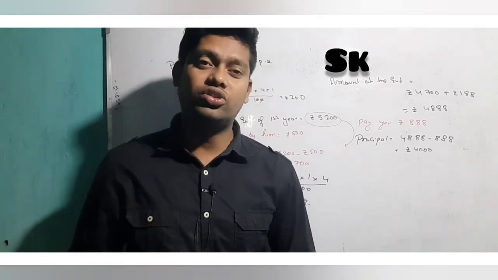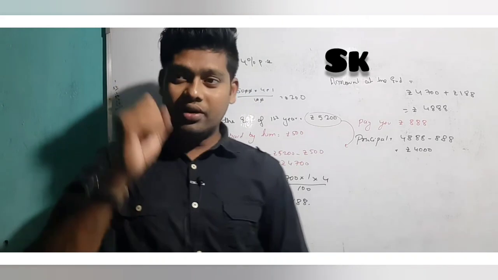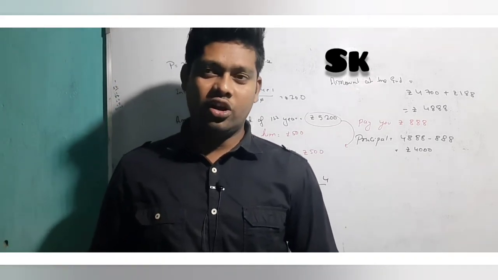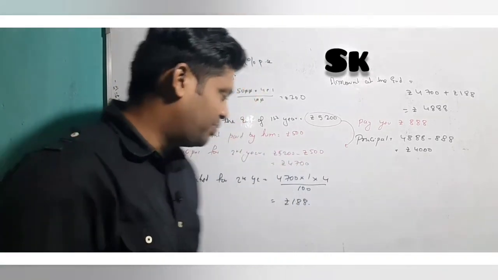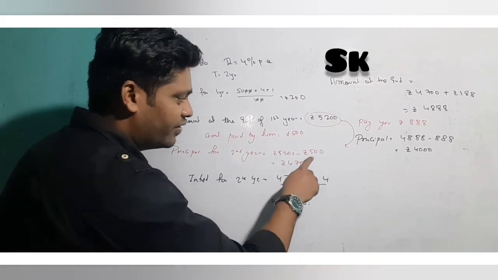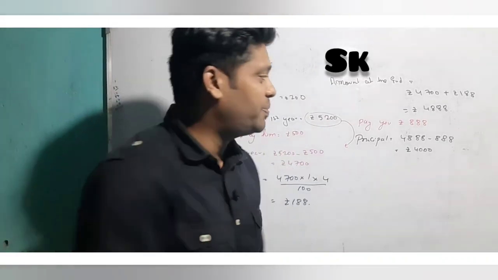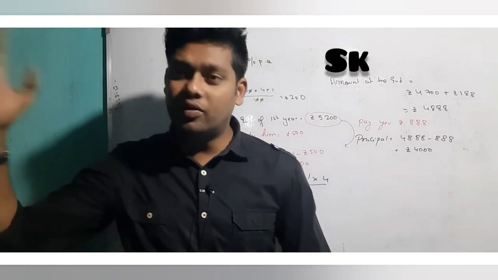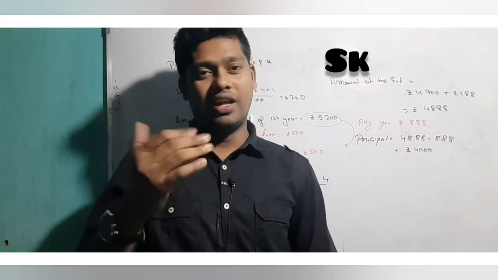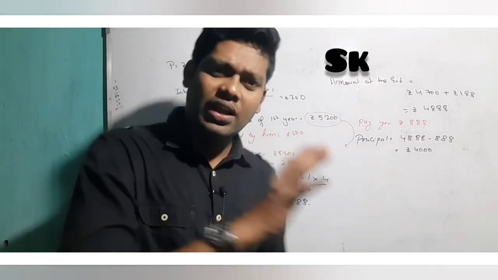There is a question. They will tell you that a person has taken a loan from the bank. At the end of the first year he is paying 500, at the end of the second year he is paying 888, at the end of the third year he is paying 100 rupees. So like this, you understood how to do? Same thing is there.